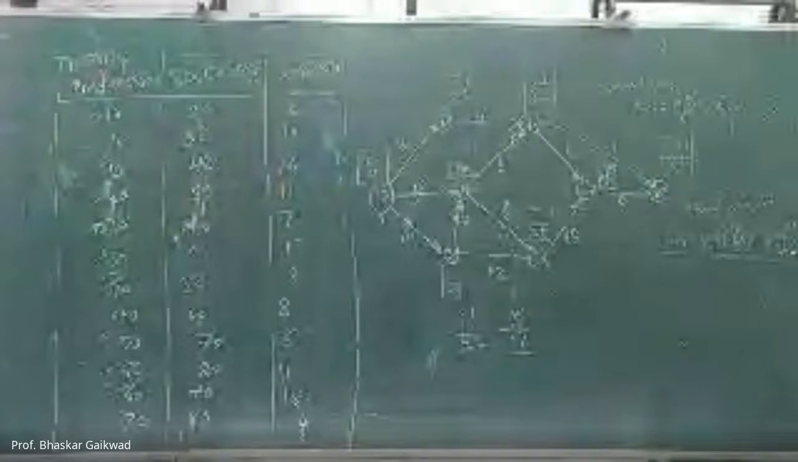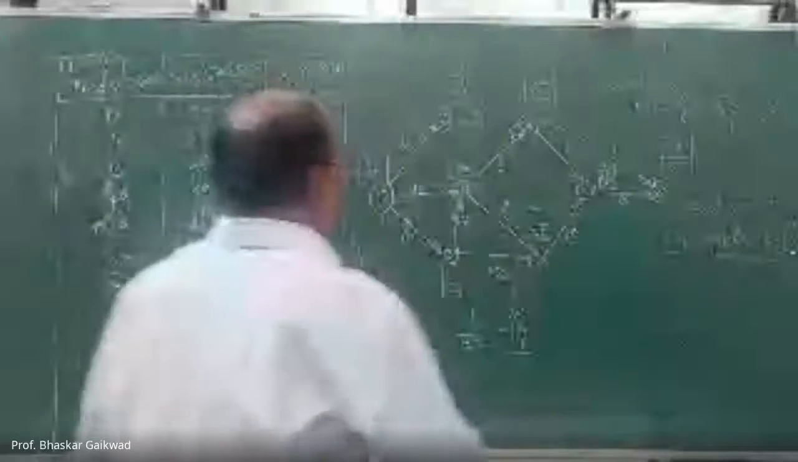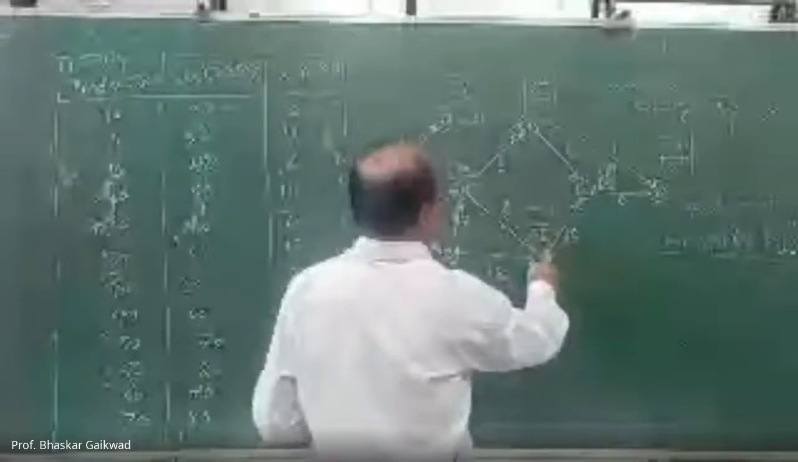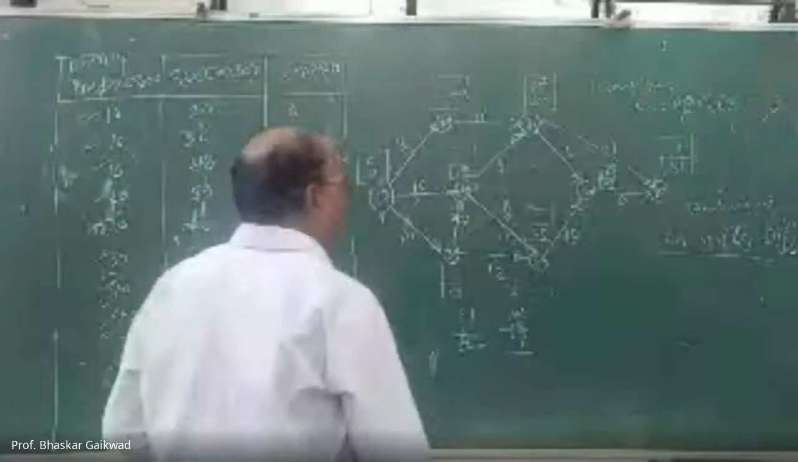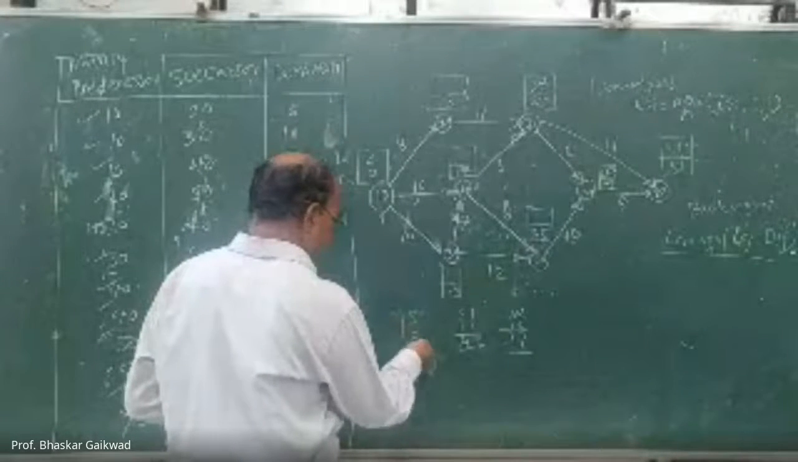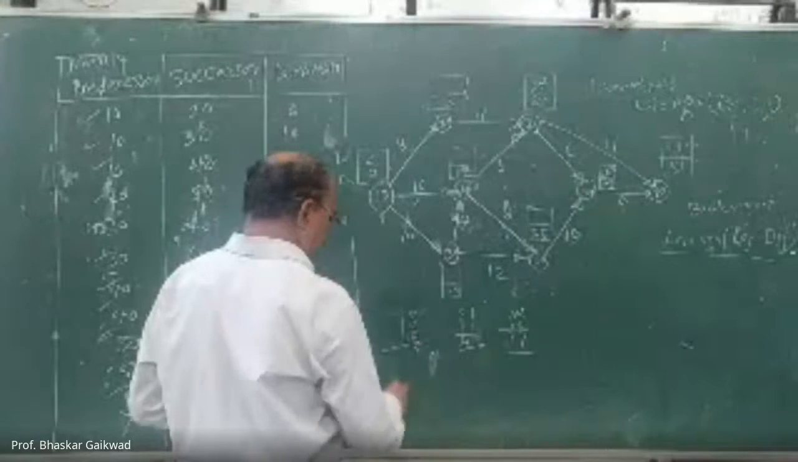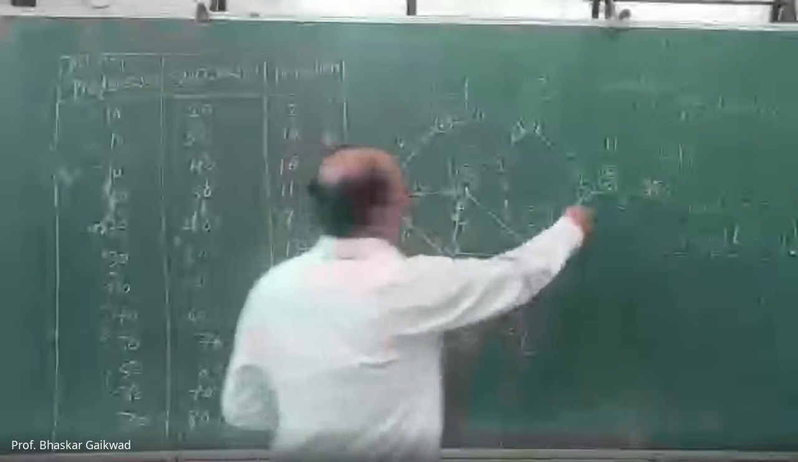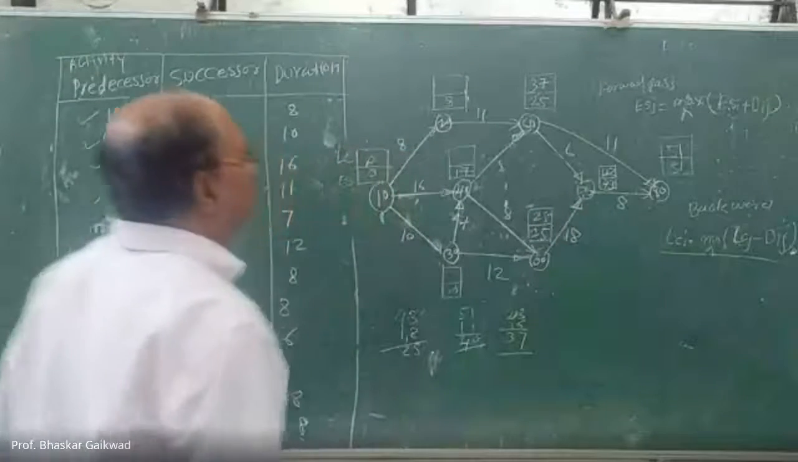Now you come to the next. Come to this 60. 43 minus 18. How much here? 25. So only one activity is there, so here there should be 25.